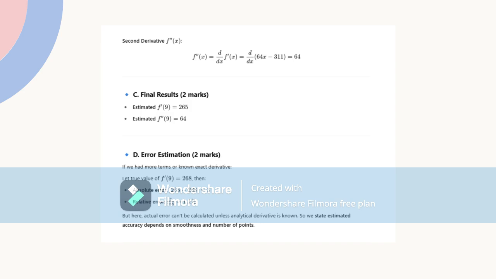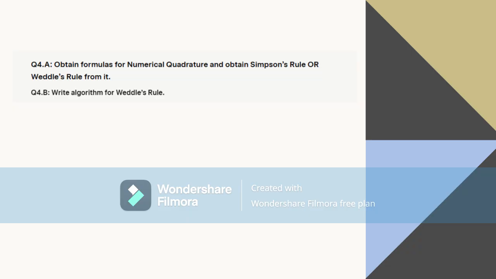Now question number 4. Obtain a formula for numerical quadrature and obtain Simpson's rule or Weddle's rule from it. Write an algorithm for Weddle's rule.